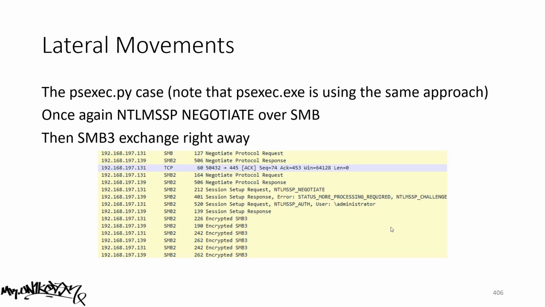The psexec.py case. If you're familiar with psexec, it's pretty much the same approach, just that the service name is slightly different. psexec.exe is always using the same service name, which is like PSEXESVC in capital. The psexec.py always registers a random service. So if we take a look at it here, you're always going to have the authentication over SMB, and right away you have file transfer. It makes sense because you are going to register a service, so you have to actually push the service on the remote system.